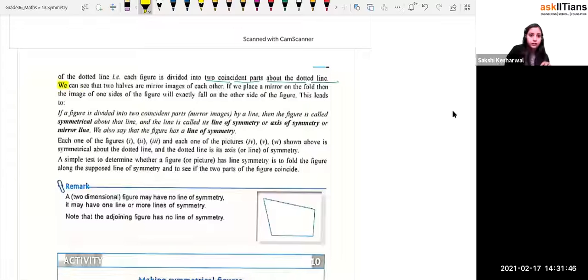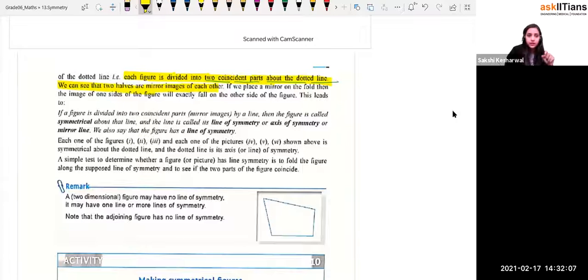Two halves are basically what? The mirror images of each other, right? Each figure is divided into two coincident parts about the dotted line, and we see that the two halves are mirror images, right? So you can see that yes, this is a mirror image. If we place a mirror on the fold, then the image of one side falls exactly on the other, then this leads to what?